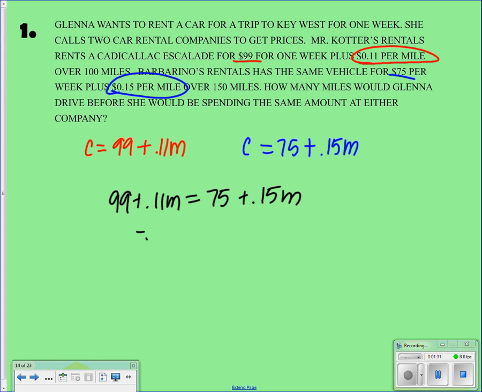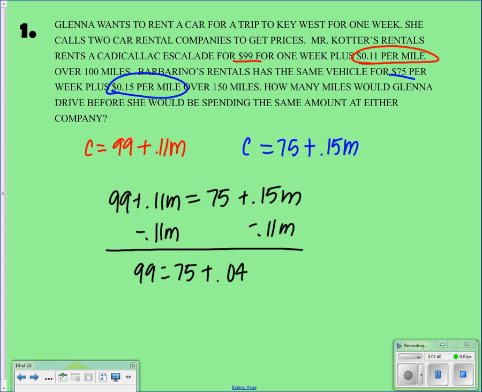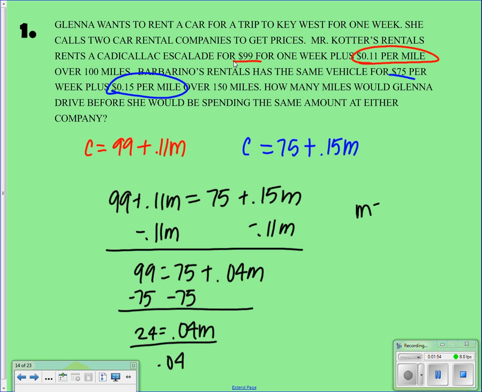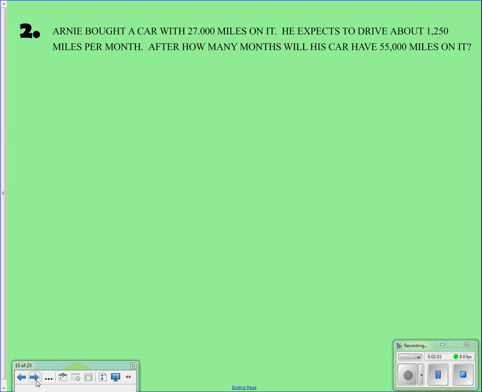So again, I want to get my variables together first. So I'm going to subtract 0.11 m from each side. That's going to give me 99 equals 75 plus 0.04 m. I'll subtract my 75 from each side. That'll give me 24 equals 0.04 m. Divide that by 0.04 on each side. So my miles turn out to be 600 before they are the same. Okay, very, very good. Let's go ahead and try number 2.